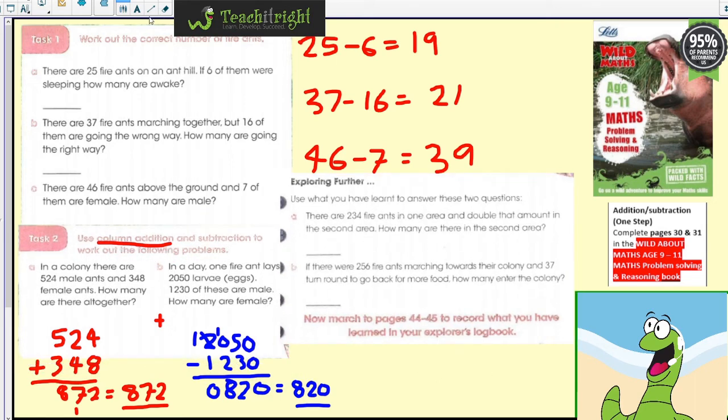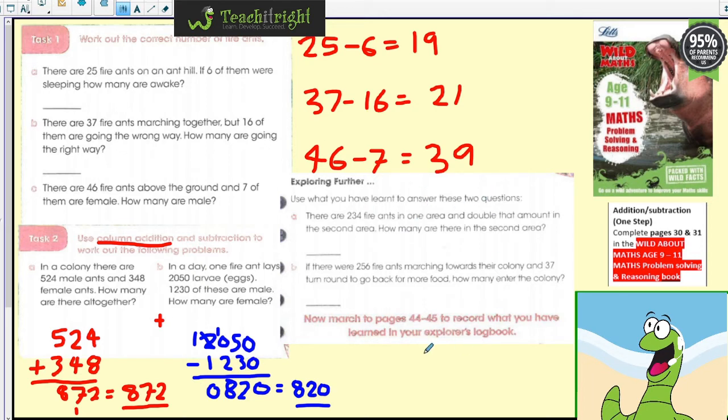So for the exploring further, use what you've learned to answer these two questions. There are 234 fire ants in one area and double that amount in the second area. How many are there in the second area? So for this one, we need to double it. Remember, doubling is the same as adding twice. So actually, this is an addition section.